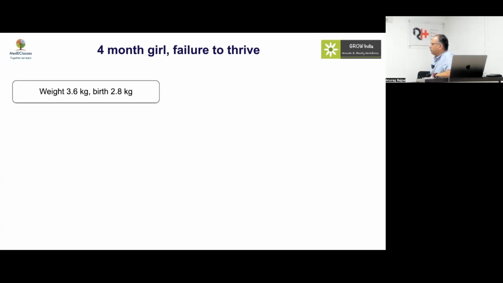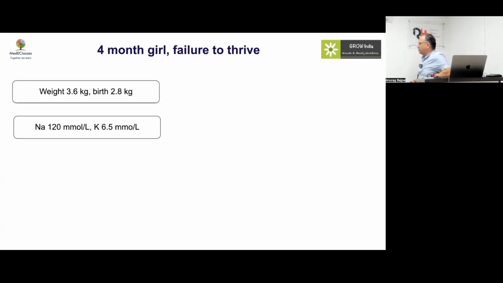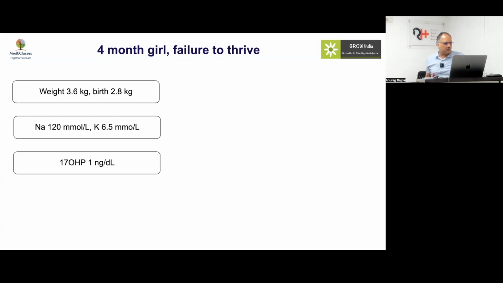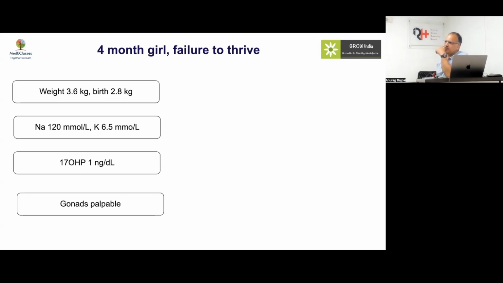So, a 4-month-old girl with failure to thrive, weight 3.6 kg, birth weight was 2.8 kg. There is hyponatremia and hyperkalemia, and 17 OHP is low. Gonads were palpable. So what are you thinking here? This is a girl child who has hyponatremia and hyperkalemia, and gonads are palpable. So what is it? XY DSD with a complete reversal.